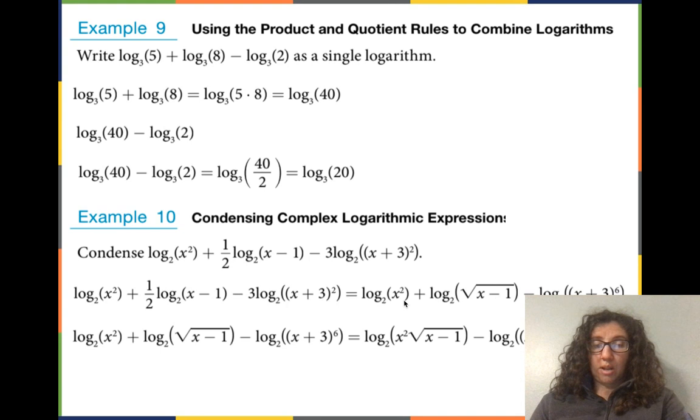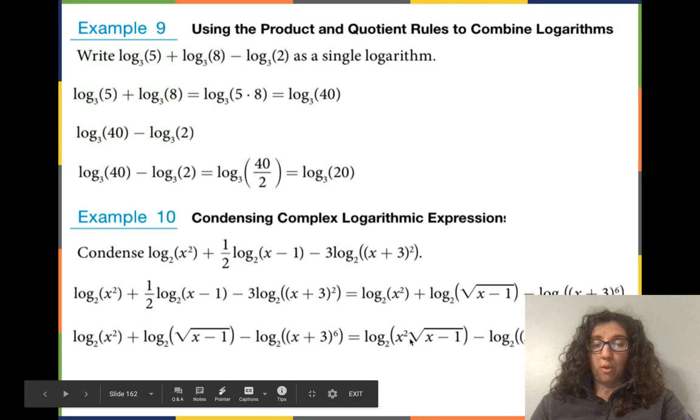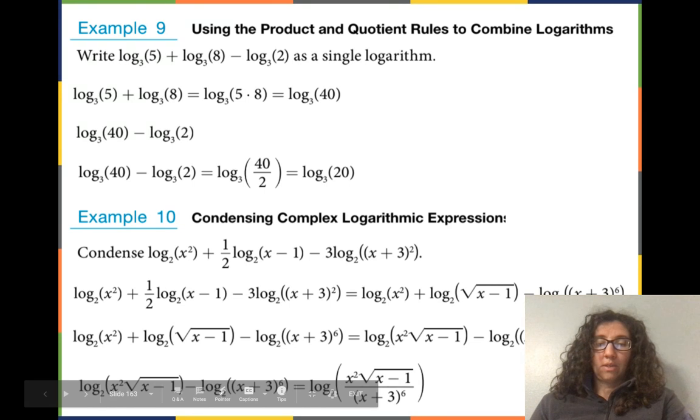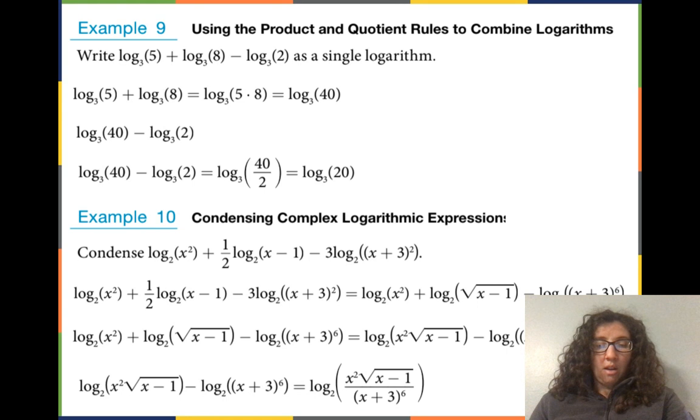So to combine these, we just get x squared times square root of x minus 1 over this thing. And I did not move my mouse so you can see. Now we just use the quotient rule in the last step. Yep, so that's combined.